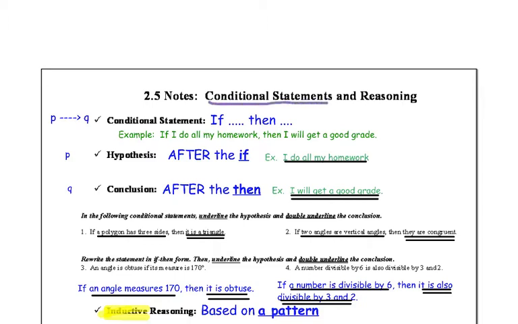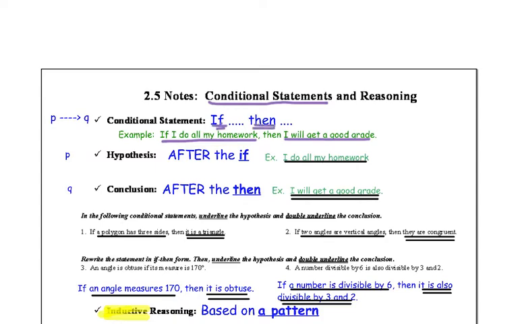What's a conditional statement? Well, a conditional statement has a condition. If this happens, then this will happen. If we have a giant snowstorm, then we won't have school, right? Or I have as the example, if I do all my homework, then I will get a good grade. So it's an if-then statement.